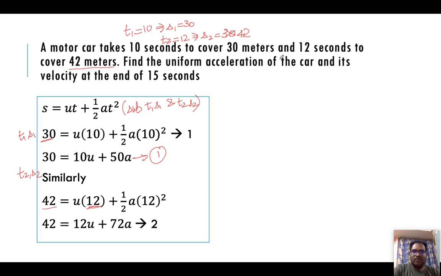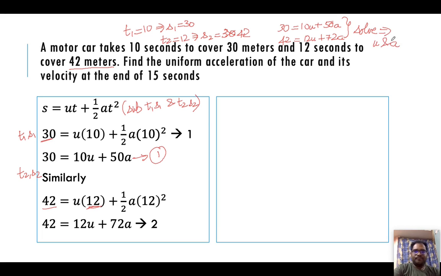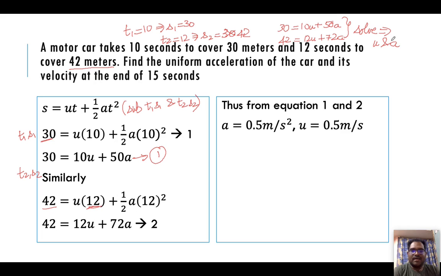So now you have two equations. The first equation is 30 is equal to 10u plus 50a. The second equation is 42 is equal to 12u plus 72a. So use these two equations and solve it. Obviously, you are going to have your value of u as well as your value of a. When you are solving equations 1 and 2, you are going to have the acceleration as 0.5 meter per second square and the initial velocity as 0.5 meter per second.